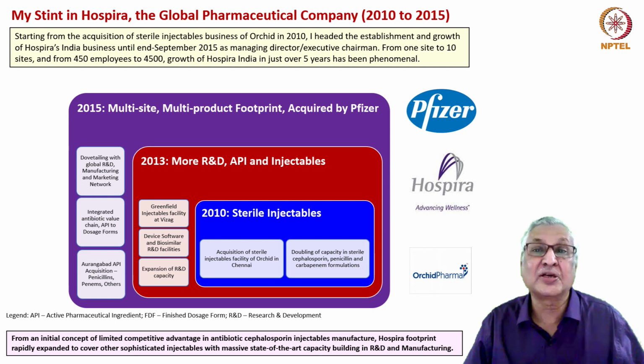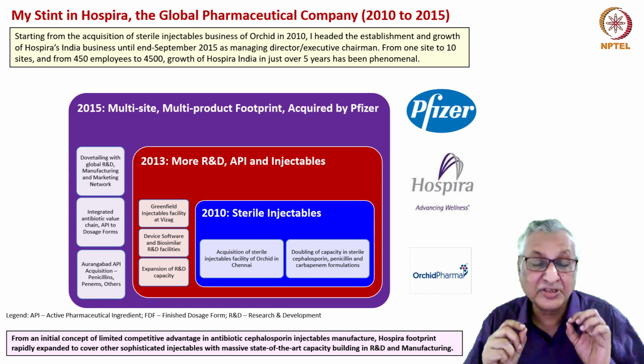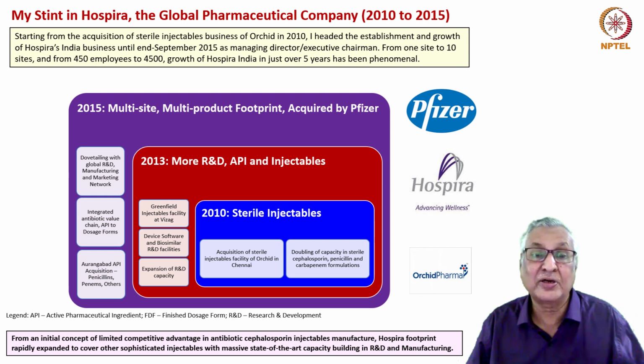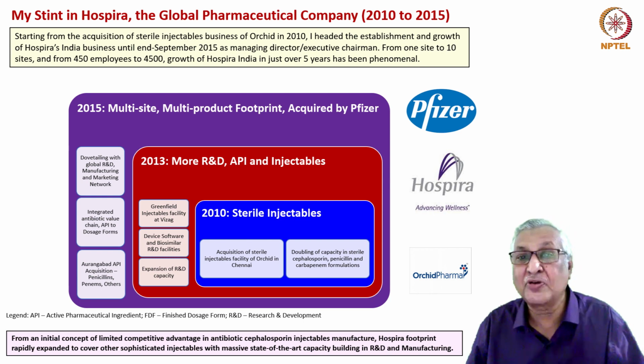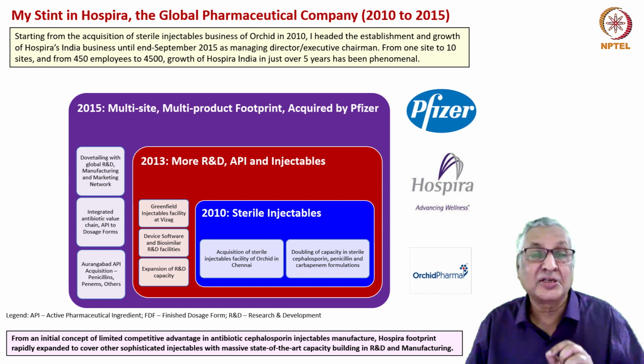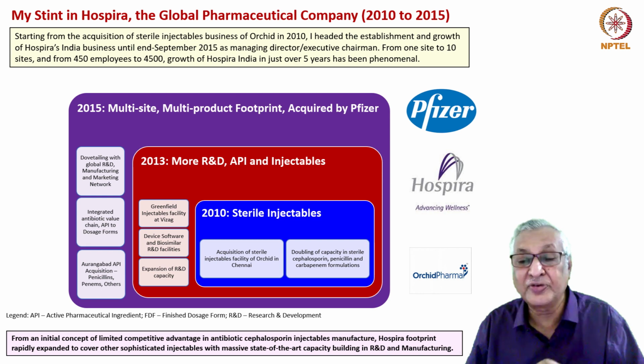My stint in Hospira, the global pharmaceutical company, between 2010 and 2015, was notable for these kinds of expansive and diversifying business moves and infrastructure creation. Starting from the acquisition of the sterile injectables business of Orchid in 2010, as I said, I headed the business establishment and business expansion till end September 2015 as managing director and executive chairman.